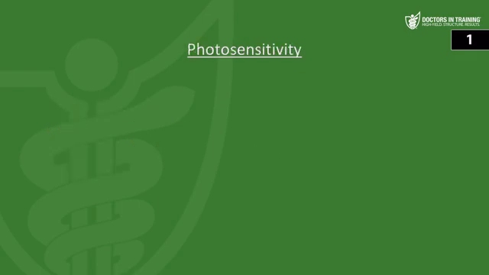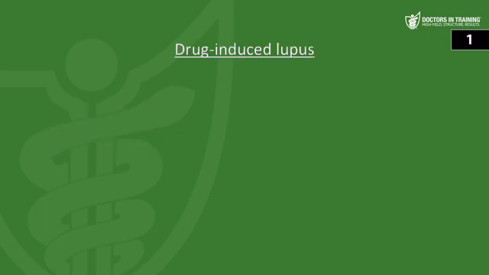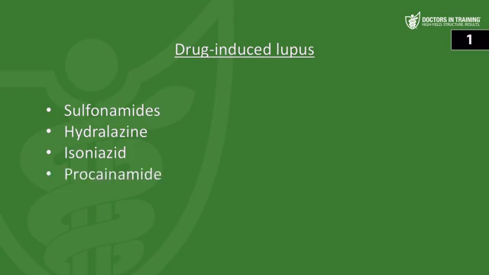Next, we have photosensitivity. So there's a mnemonic SAT for photo, which stands for sulfonamides, amiodarone, and tetracycline. And then drug-induced lupus, the mnemonic here is going to be SHIP, S-H-I-P-P, and that's going to be for sulfonamides, hydralazine, isoniazid, procainamide, and phenytoin.